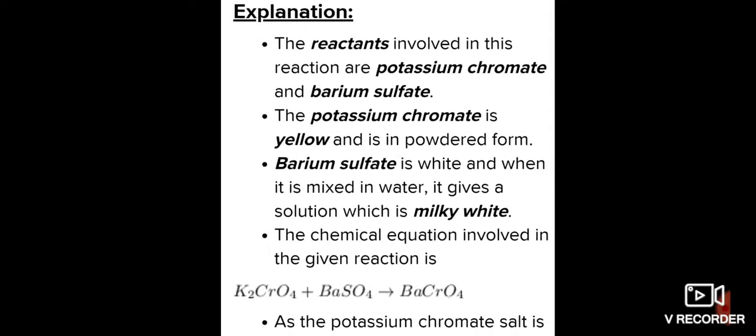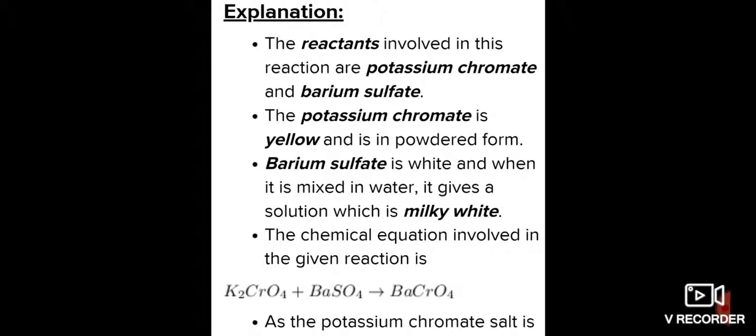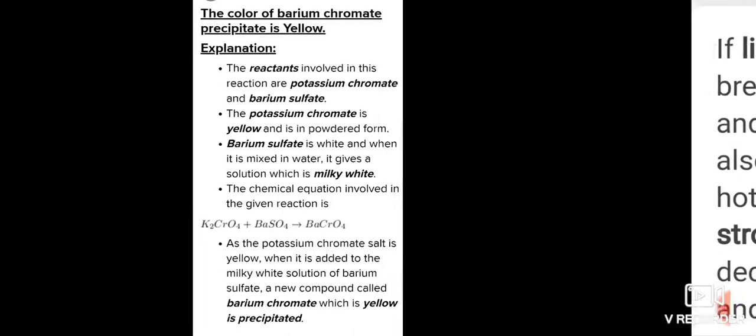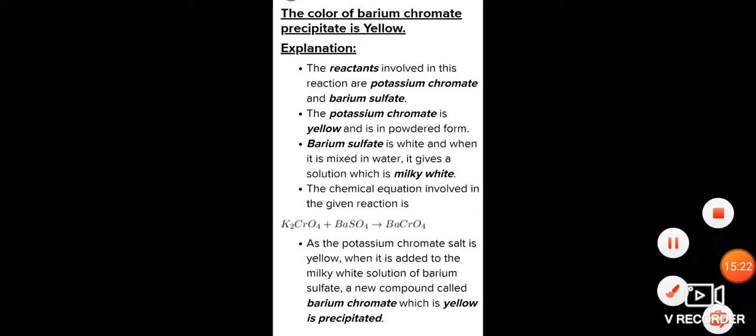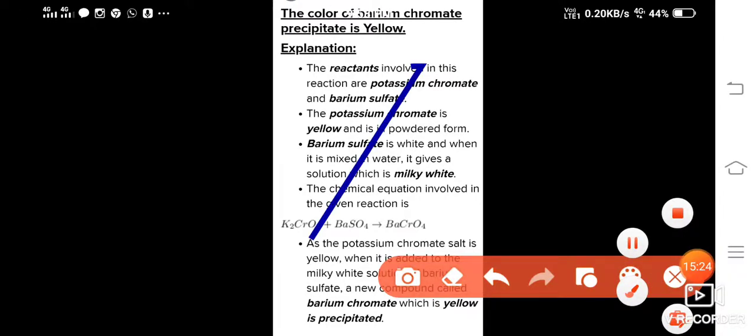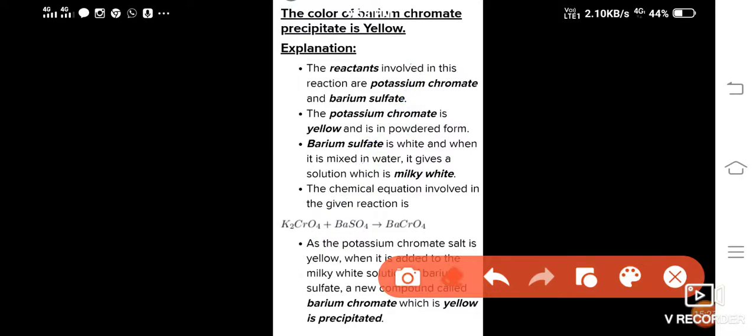See, the reactants involved in this reaction are potassium chromate and barium sulfate. Now this potassium chromate is yellow in color and is in powdered form. Barium sulfate is white, and when it is mixed in water, it gives a solution which is milky white.